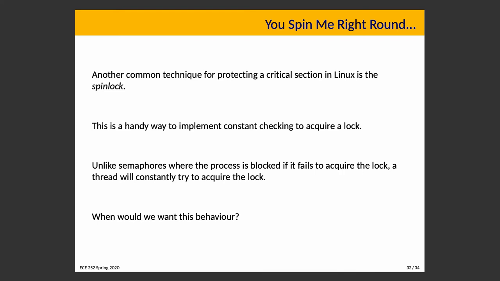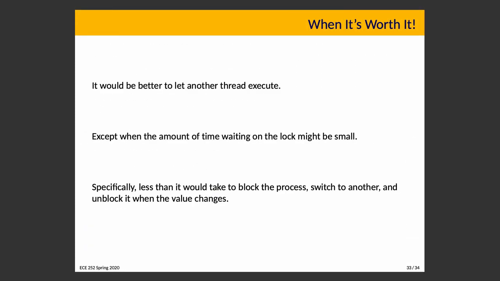Well, one scenario where this is useful is when it's worth it. Usually it's better to let another thread execute and not waste CPU time constantly checking if it's our turn. However, if the amount of time waiting on the lock might be very small, then it might be worth it for the spin lock, because blocking a process and switching to another, unblocking it and switching back and what have you, is expensive. That takes time. It takes effort to do that.